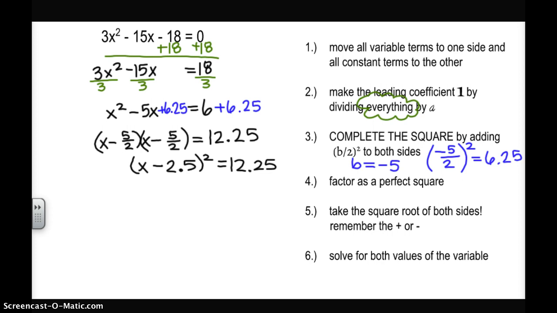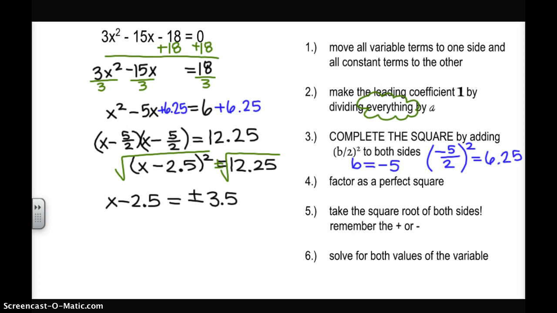Take the square root of both sides. Remember the plus or minus. Square root, square root. So you slip that plus or minus in. The square root of x minus 2.5 squared is x minus 2.5. How boring is that? The plus or minus square root of 12.25. Okay? Did you get this one? This one's actually pretty sweet. It doesn't look good. It does not look good for us, but if we take the square root of 12.25, it's actually pretty good looking. It's 3.5. So we have a plus or minus 3.5.